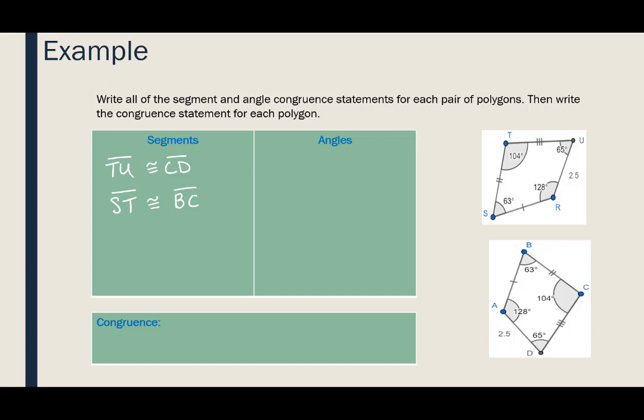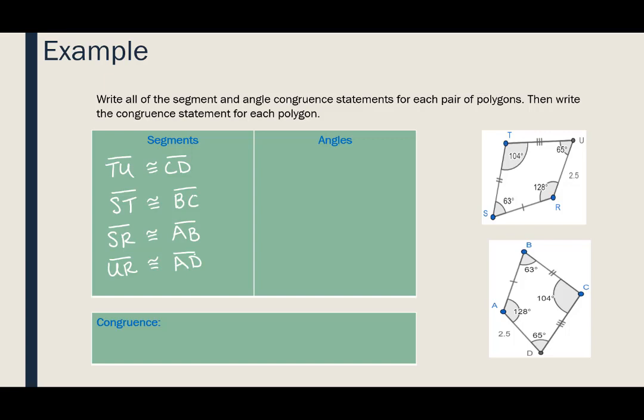The last segment that has a congruent marking is SR. So SR would be congruent to the segment with 1 mark, AB on the bottom. You'll notice on the top polygon, UR is not marked congruent, but it is congruent to another segment. It's going to be congruent to AD because both of those segments are marked as having a length of 2.5.